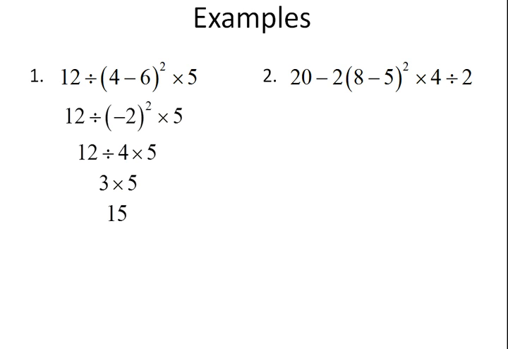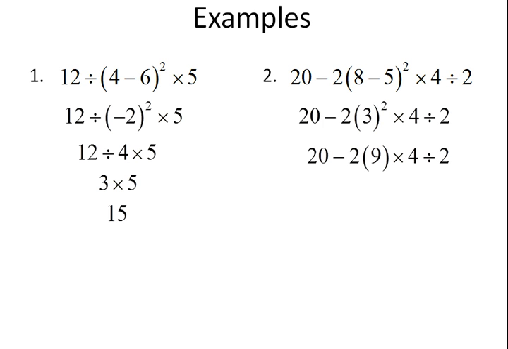Our second example, like all problems involving order of operations, is completed using the exact same process. The second example is read 20 minus 2 times the square difference of 8 and 5 times 4 divided by 2. Beginning with our parentheses, we start by subtracting 8 and 5, leaving us with 3. Focusing on the exponent, we now have to raise 3 to the second power, giving us a value of 9. Be careful not to multiply the 2 and the 3 before clearing the exponent.